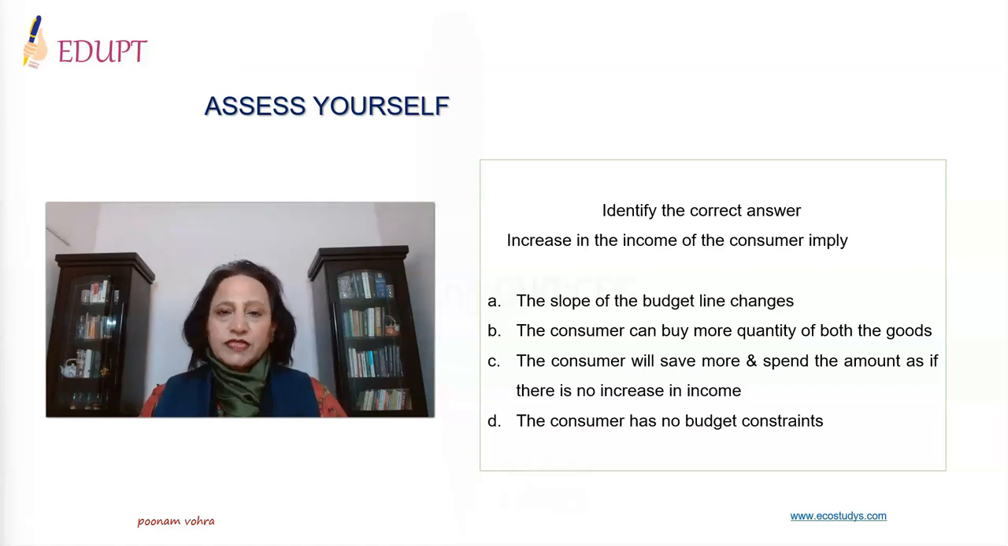Now have a look at this question. 4 options are given for a statement. You need to pick up one correct option. The statement is: increase in income of the consumer implies option A, the slope of the budget line changes; B, the consumer can buy more quantity of both the goods; C, the consumer will save more and spend the amount as if there is no increase in income; or D, the consumer has no budget constraints.